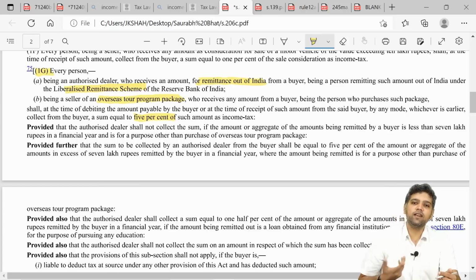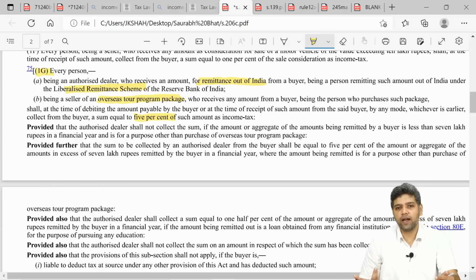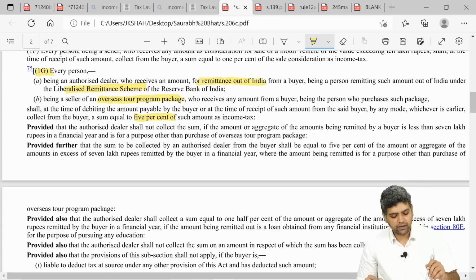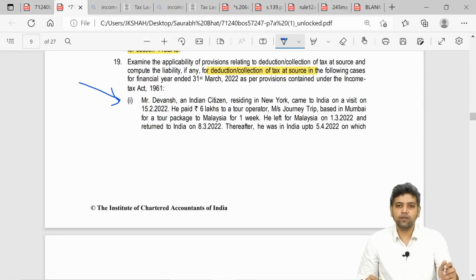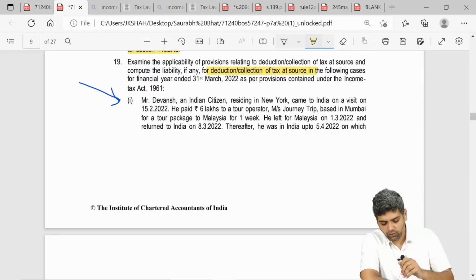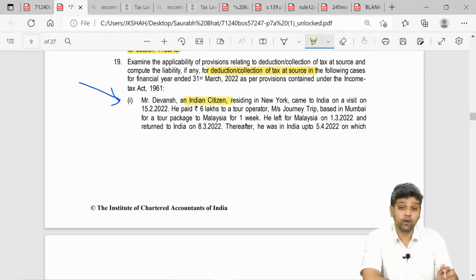But then I am a non-resident. I am not going to file my return in India and claim this amount as refund. Why will I do that? I have hardly come to India for a few days. So this unnecessarily creates a burden on such a non-resident. As a result, in the current year, government has made an amendment and it says that in case you are an Indian citizen who has come to India on a visit, you are a non-resident.